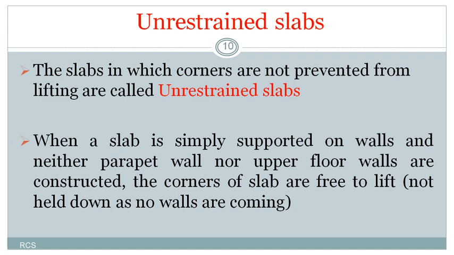So let us discuss what the definition of an unrestrained slab is. That is exactly the opposite. The slab in which corners are not prevented from lifting is called an unrestrained slab. It means we are not providing anything; the slab is just mounted over a wall or over simple supports, and slab and beams are not cast monolithically, so it is free to lift. It is free to lift the corners. That's why this type of slab is called an unrestrained slab.